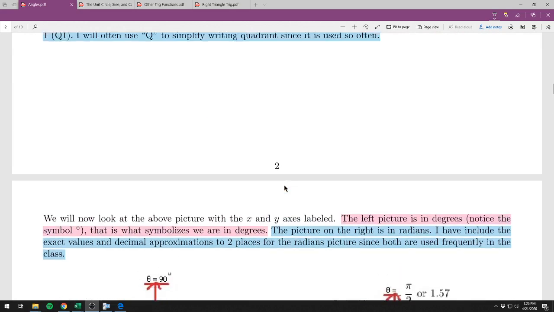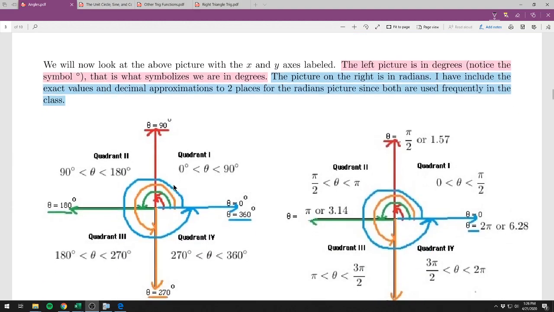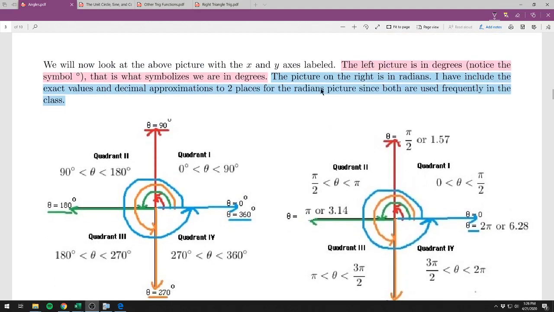All right, so this next little picture is going to look a little overwhelming at first. I have both the degrees and radians picture. I want you to just look at the left side, which is the degrees first. It's going to talk about the quadrants, how the angles work with degrees, and everything else. The left picture is in degrees. One thing I'll point out, you should be familiar with the degree symbol, that circle that looks like it's in an exponent.